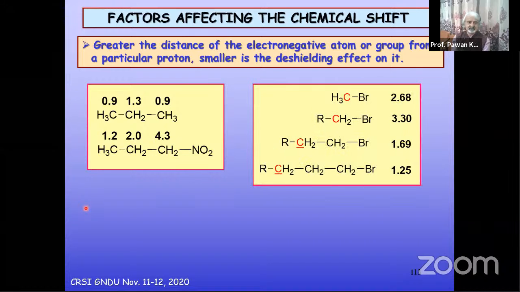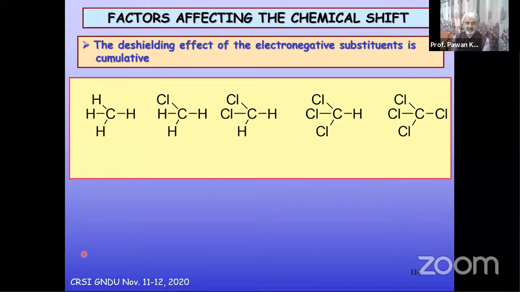Similarly, you can see here CH3Br, RCH2Br, RCH2CH2Br, RCH2CH2CH2Br. So we are recording the protons which are attached to the red carbons. Here also you would see that as the hydrogens move away from the bromine, the electronegative atom, the chemical shift values are decreasing. So we can say that the inductive effect dies down with distance. More the distance from the electronegative atom, smaller would be the de-shielding effect. And the de-shielding effect of electronegative substituents is cumulative.